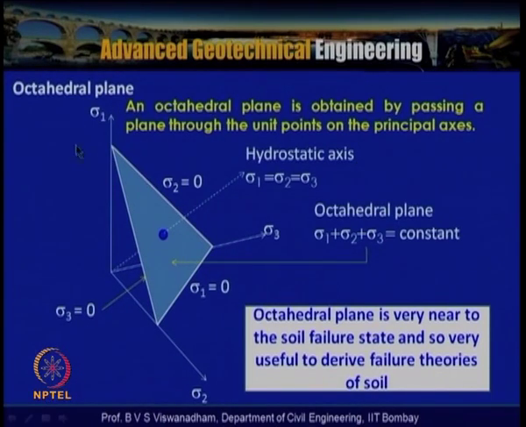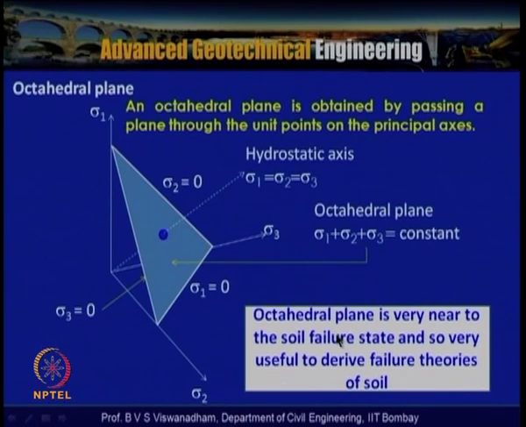So in this particular slide what we see is sigma 1, sigma 2 and sigma 3, and this is the hydrostatic axis, where sigma 1 is equal to sigma 2 is equal to sigma 3. The plane joining these points is called the octahedral plane. It is obtained by passing a plane through the unit points on the principal axes, which are nothing but sigma 1, sigma 2, sigma 3. The hydrostatic axis is where sigma 1 is equal to sigma 2 is equal to sigma 3, which passes from the origin through the center point shown in the octahedral plane here.